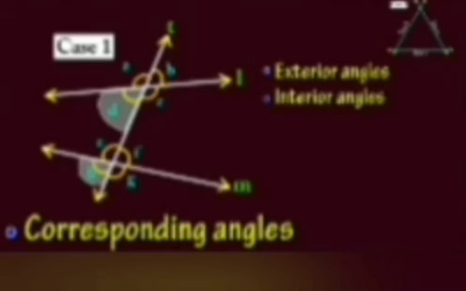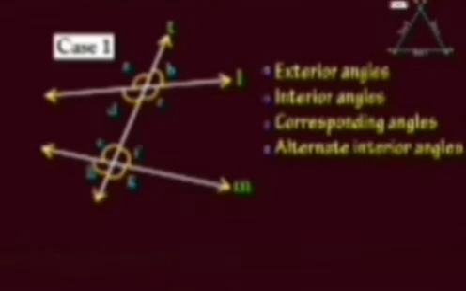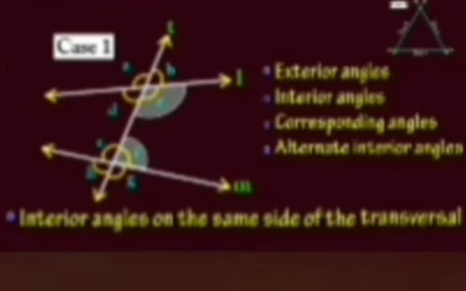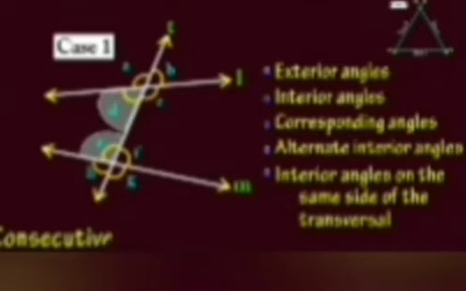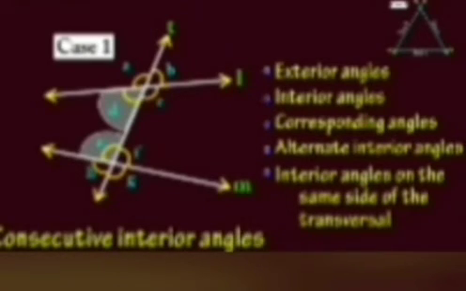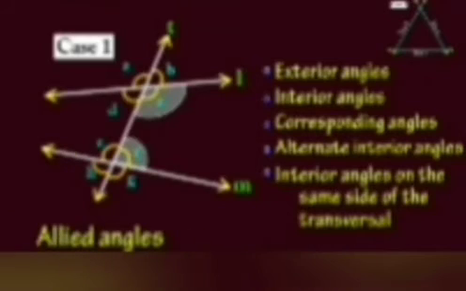Now the angles which lie in the same position are called corresponding angles, and the angles which are interior angles and on opposite sides of the transversal are called alternate interior angles, and the angles which lie on the same side and are interior angles are called co-interior angles.